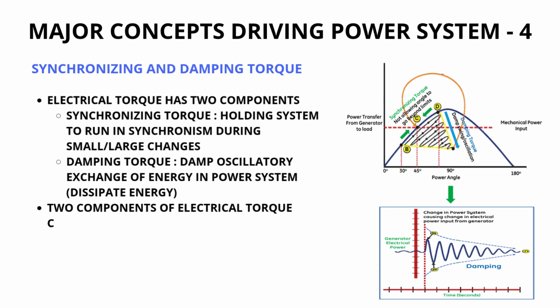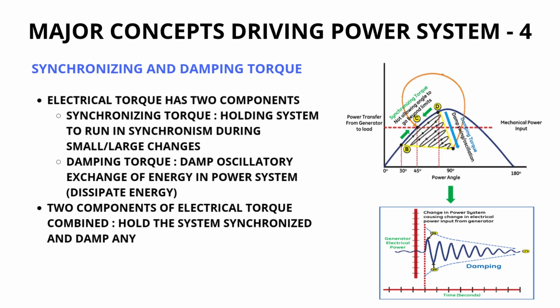Okay, keeps them together. What about damping torque? Damping torque is different. It acts like a shock absorber. It's the component of torque that opposes the motion or the speed of the oscillations. So it fights the swinging. Precisely. It dissipates the energy of those swings, making the oscillations die out quickly.